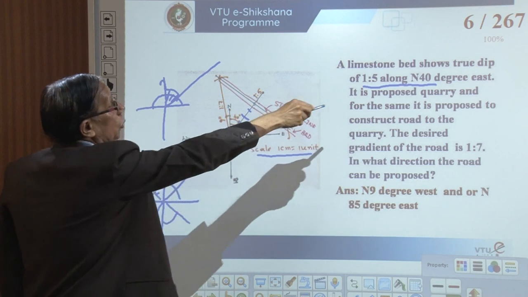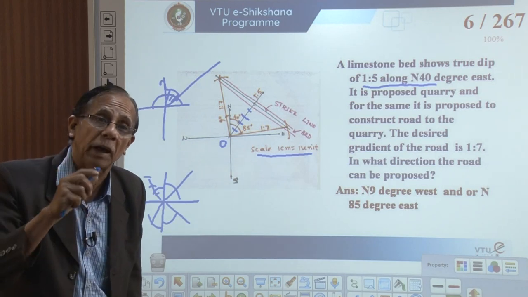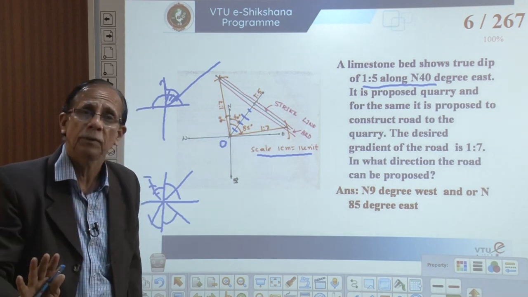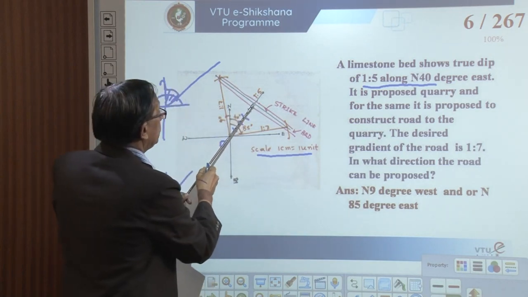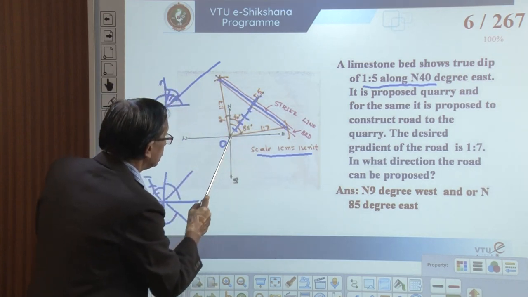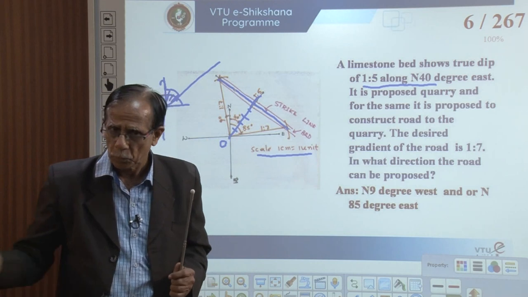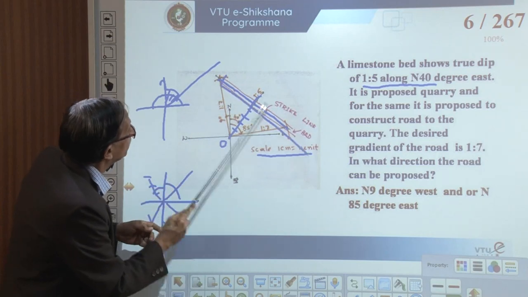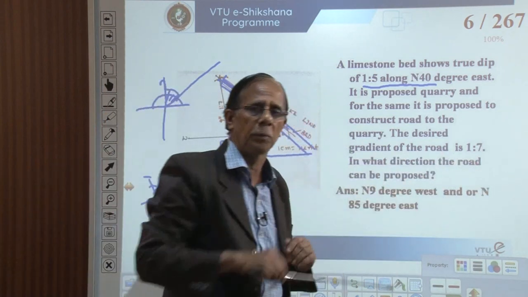I know that it is a true dip. They have already given it. Perpendicular to the direction of true dip, there is the strike. Perpendicular to the direction of strike, there is the true dip. Therefore, if I draw a line perpendicular to the true dip at this point, this becomes the direction of the strike line. This is the direction along which that rock is present, the limestone bed is oriented this way.